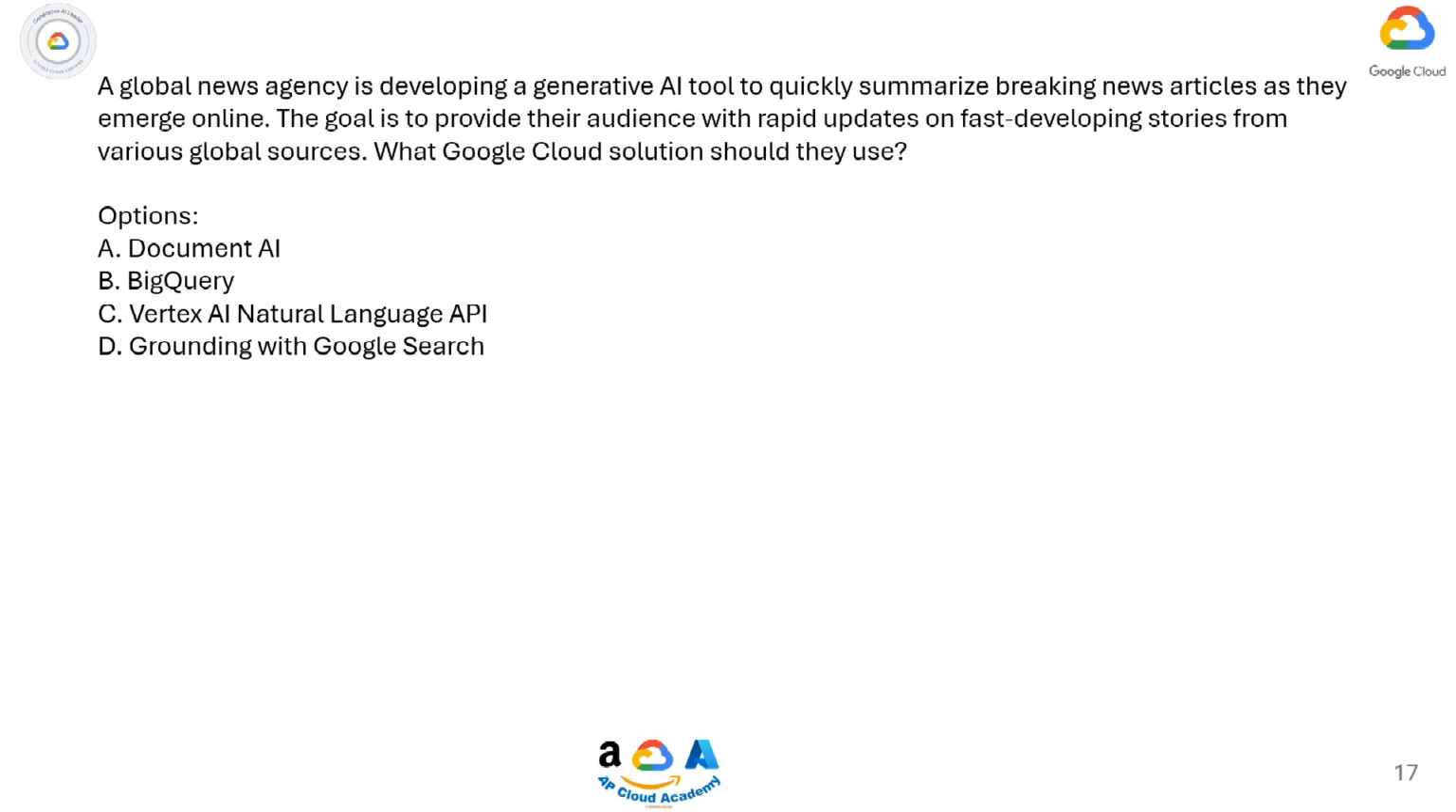A global news agency is developing a generative AI tool to quickly summarize breaking news articles as they emerge online. The goal is to provide their audience with rapid updates on fast-developing stories from various global sources. What Google Cloud solution should they use? Options. A. Document AI. B. BigQuery. C. A Vertex AI Natural Language API. D. Grounding with Google Search. Answer D. Grounding with Google Search.